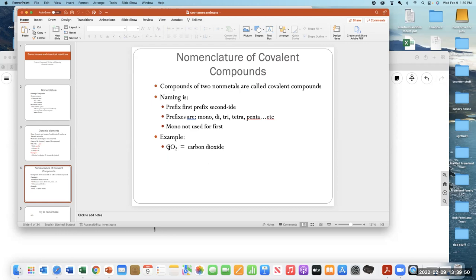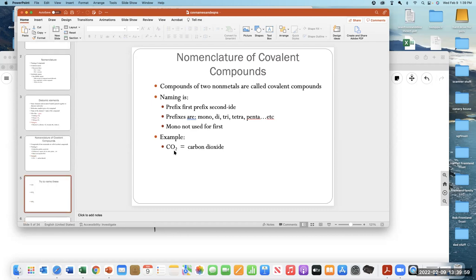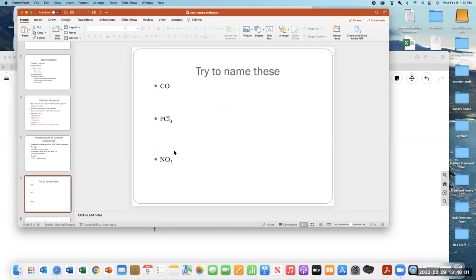So literally the name is carbon, two oxygens, carbon dioxide. Remember, the prefix goes with whatever immediately follows it. So let's give yourselves a minute. See if you can come up with those.